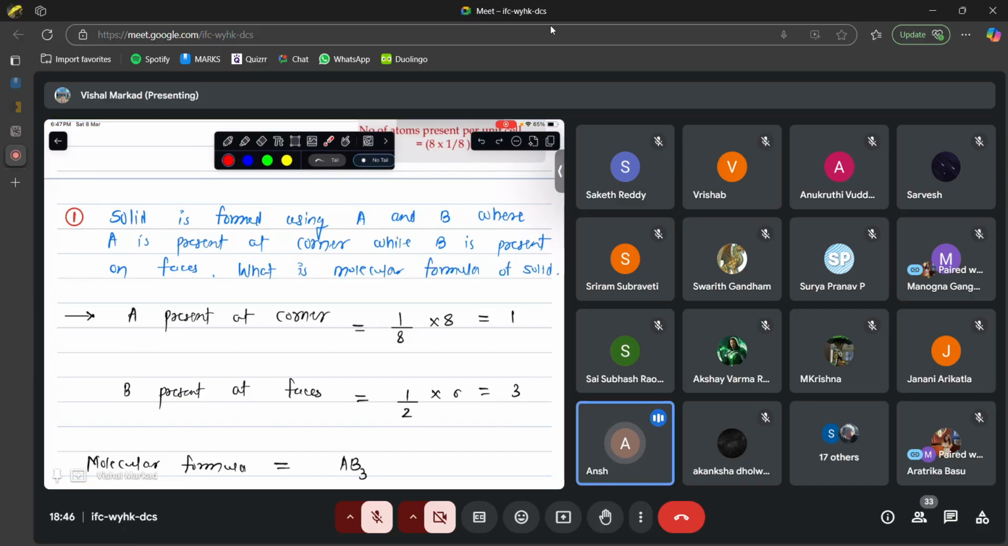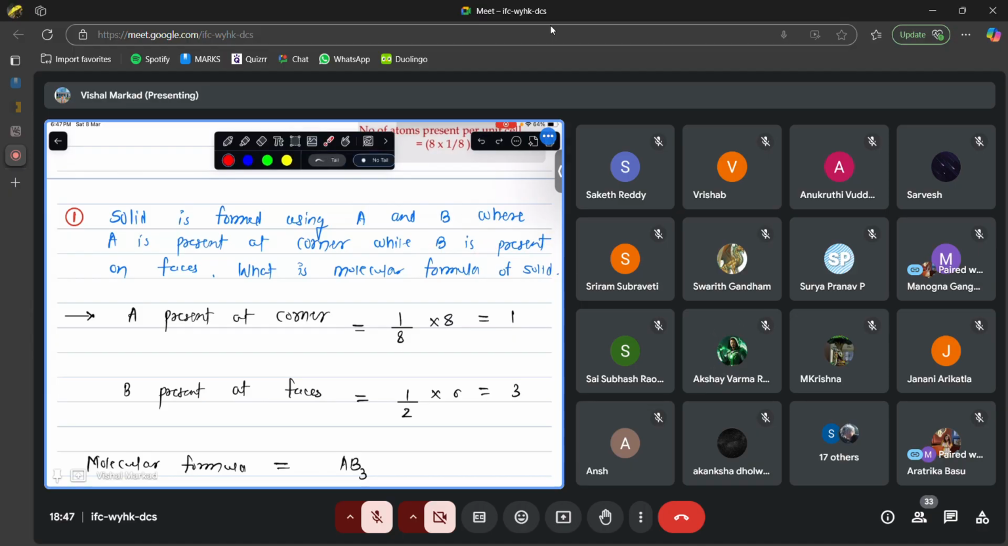A solid is formed using A and B, where A is present at corner while B is present on faces. What is the molecular formula of the solid? Now, where is A present? At the corner. So what will be the contribution of A? 1 by 8. But total, how many corners are there? 8. So what is the total contribution from A? Means, how many atoms of A will be there? 1.